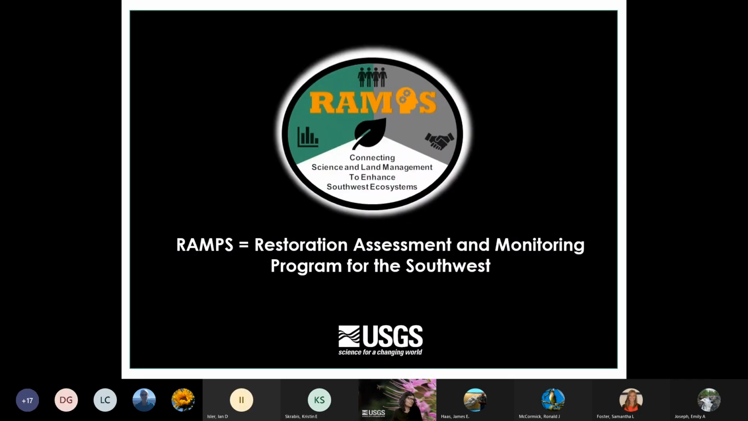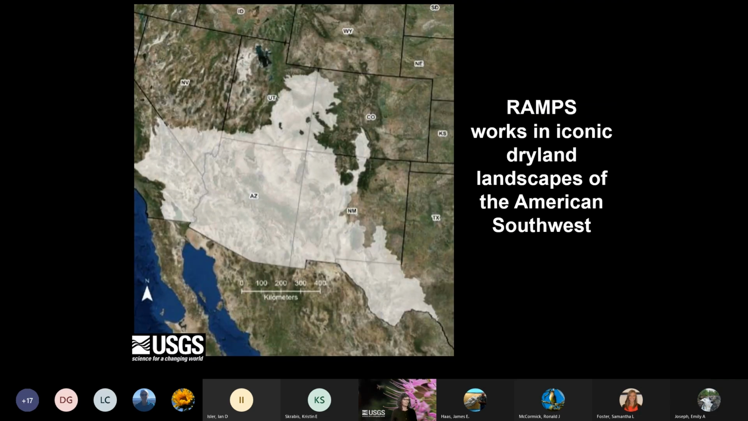So RAMPS is the Restoration Assessment and Monitoring Program for the Southwest, which is a very long-winded way of saying we are connecting science to land management to enhance Southwest ecosystems. This is our geography across iconic desert landscapes that really mean a lot to the American psyche and are known globally.